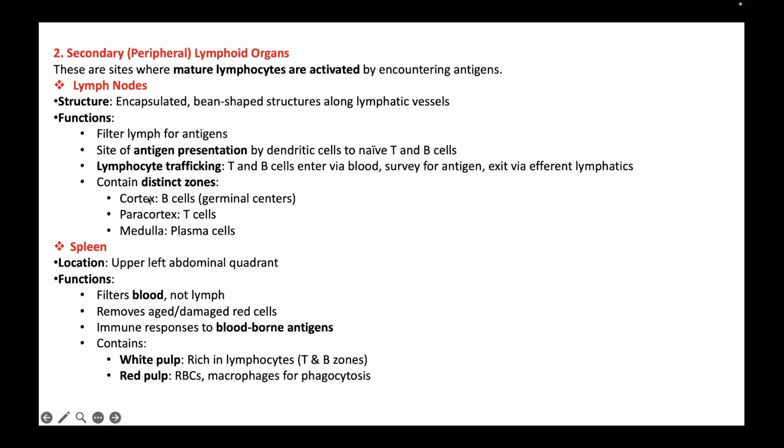Okay, they contain distinct zones. So they have the cortex where the B cells are activated, in the germinal centers specifically, the paracortex where T cells reside, and the medulla for the plasma cells.